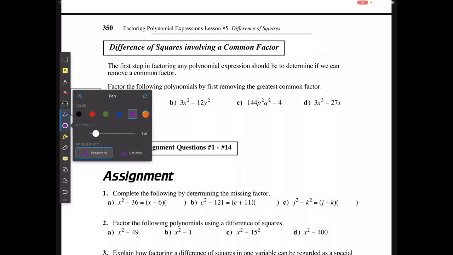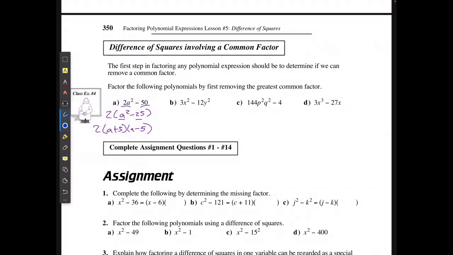For example B, I can pull out a common factor of 3. I'm left with x squared minus 4y squared. Those are both perfect squares, so I can say that's going to be 3 and the square root is going to be x. Square root of this is minus 2y. Actually, let's do plus first, and x minus 2y.